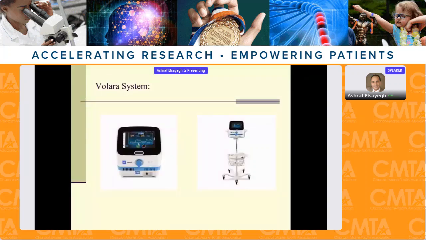This is what it looks like, basically. It's a small device, and there's tubing that goes in here, and again, a mask that the patient will hold to their face.